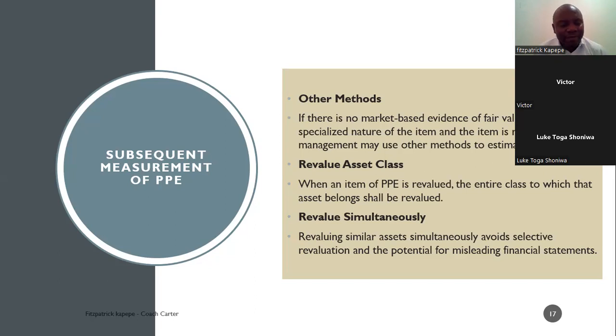Revalue asset class. When an item of property, plant, and equipment is revalued, the entire class to which that asset belongs shall be revalued too. You cannot be selective. You cannot use segregation or discrimination. You cannot discriminate other assets which are within the same class. They all need to be revalued then. It's logical. Revalue simultaneously.